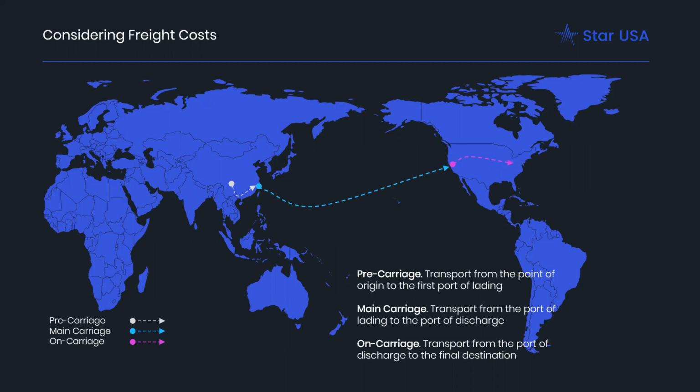This applies to all modes of transportation, and we'll take a look at some examples at the end of the presentation. It works for ocean, it works for air, and it works for truck or rail. You have all three of these things to consider. For some shipments, the main carriage may be nil. If you're just crossing a border, there is only pre-carriage and on-carriage, or you can consider that whole thing to be main carriage.